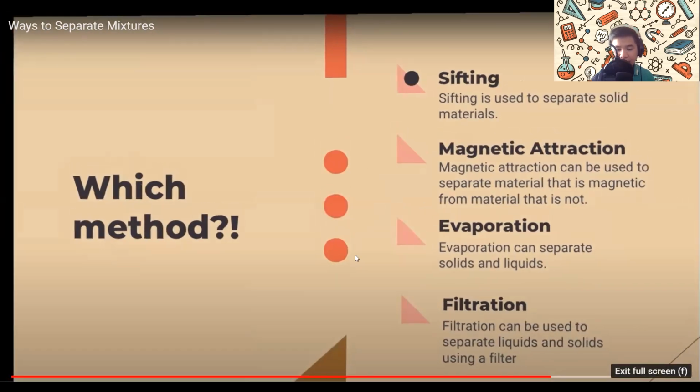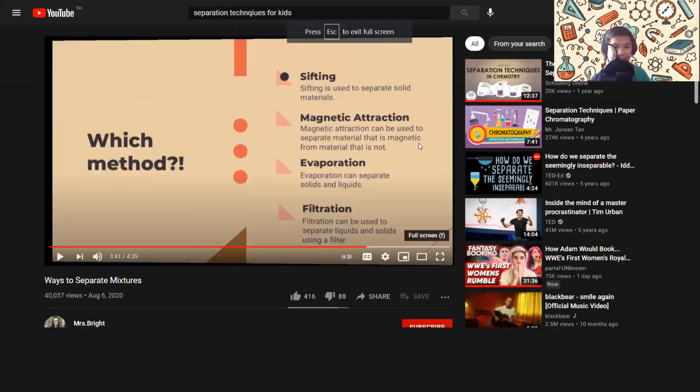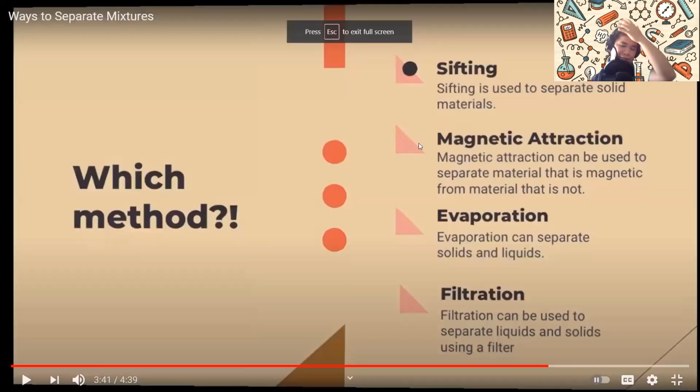Okay, so that is it for today. No, that's it for the video, I mean. In the video, we only got 1, 2, 3, 4. We only have 4 ways to separate mixtures. In our book, there's lots more. But let's review this again so that you understand, okay?